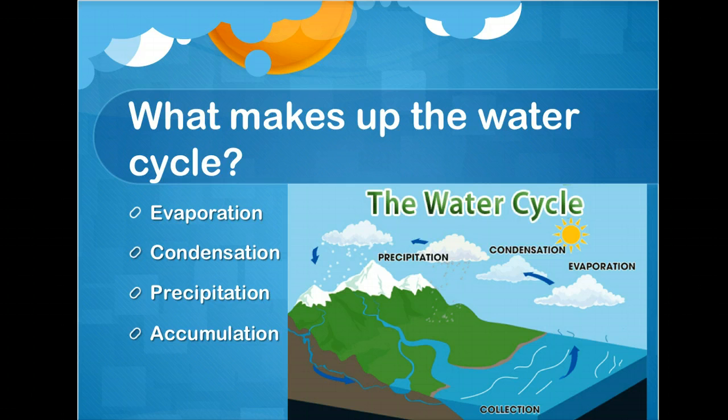Now, in order for us to understand the water cycle, there are 4 new vocabulary words for us to learn. They are evaporation, condensation, precipitation, and accumulation or collection. You see this picture on the right. There are different arrows pointing in different directions, but all together they create a circular shape. There are different symbols that we use to display the water cycle, and they're all important.